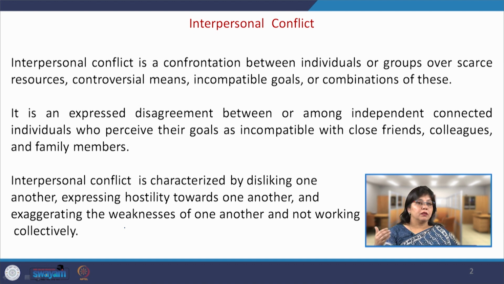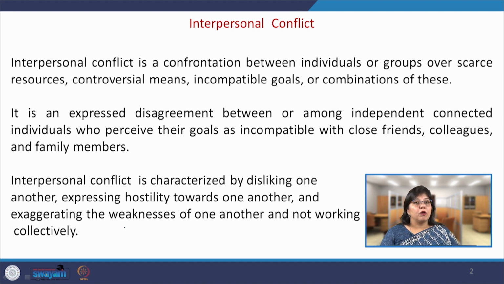We are individuals, human beings, and we experience all kinds of feelings and emotions. It is not only about pleasure and comfort; it is also about displeasure and discomfort whenever we disagree with or dislike the other person, whether a friend, a colleague, or a family member. It is characterized by disliking one another and expressing hostility. It can take the form of verbal hostility, physical aggression, or verbal aggression. We shout, and sometimes we become physical, raise a hand, or show a gesture which is full of hostility.